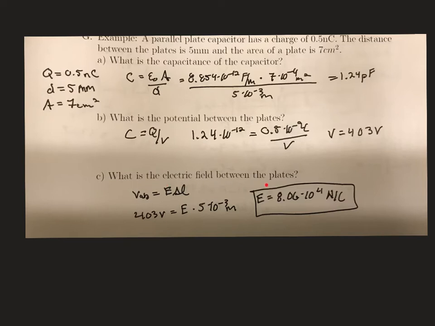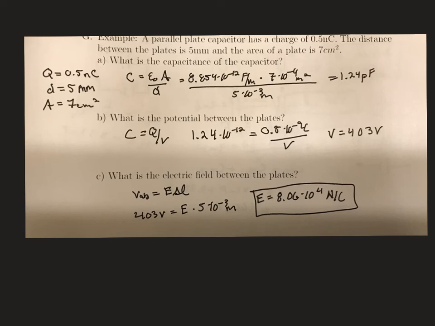And now we want to know what the electric field between the plates is. Because this is a parallel plate capacitor, and the electric field does not have a dependence upon the distance between the plates, we can simply write that the potential between the plates is equal to the electric field times the distance between them. So we plug in our 403 volts equals the electric field times the distance between the plates, so 5 times 10 to the minus 3 meters. And that's going to give us an electric field strength of 8.06 times 10 to the 4 newtons per coulomb.